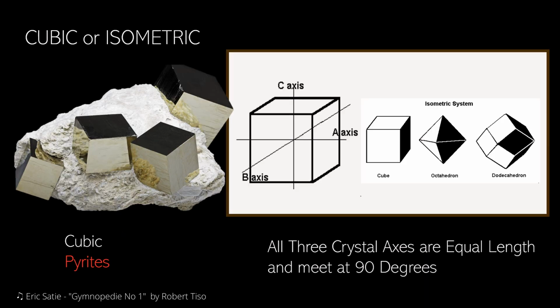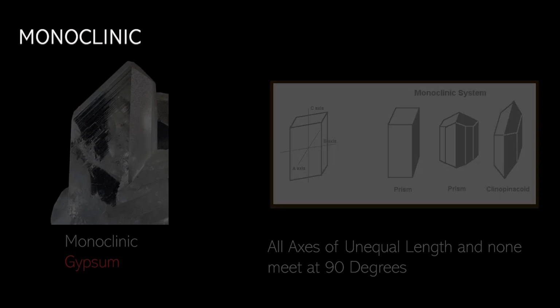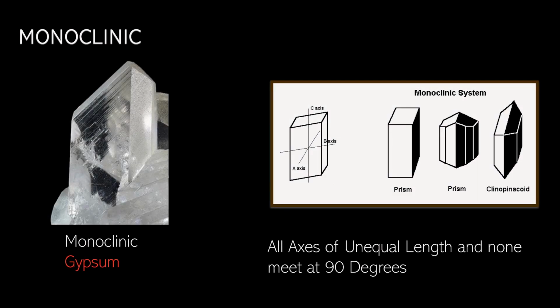The cubic or isometric system has 3 axes of the same length with an angle of 90 degrees between them all. Crystal shapes produced by this symmetry have cubic, octahedral or dodecahedral shapes. Pyrites demonstrates a cubic-shaped crystal structure. Monoclinic. Monoclinic crystals have 3 axes, all at different lengths with only 2 crossing at 90 degrees. The general form is that of prisms, calcite being a well-known example.